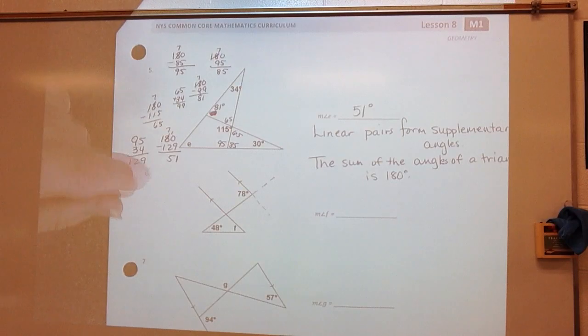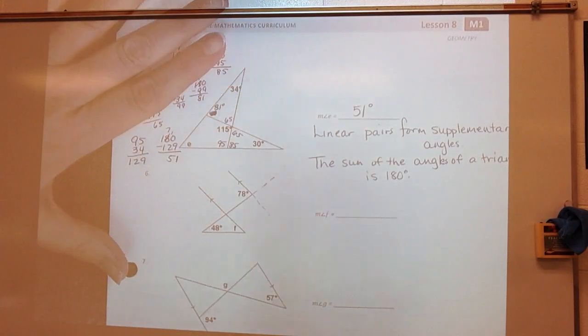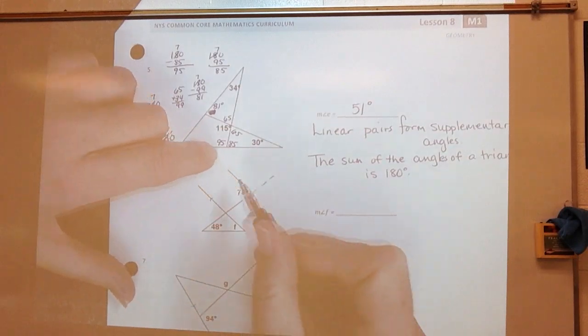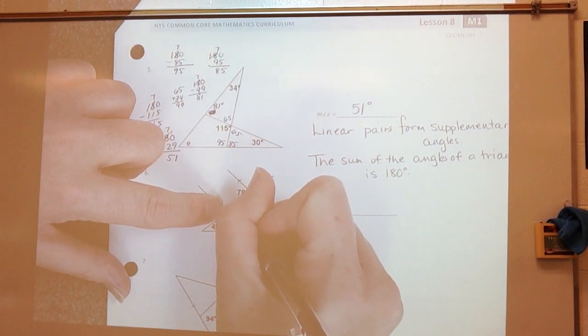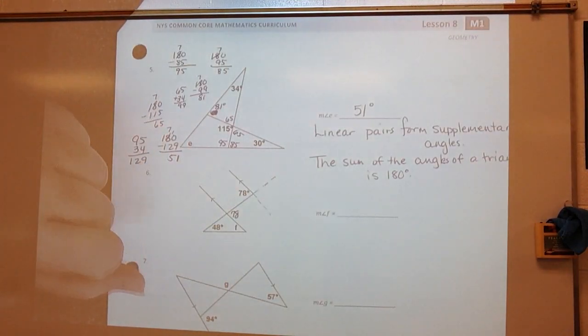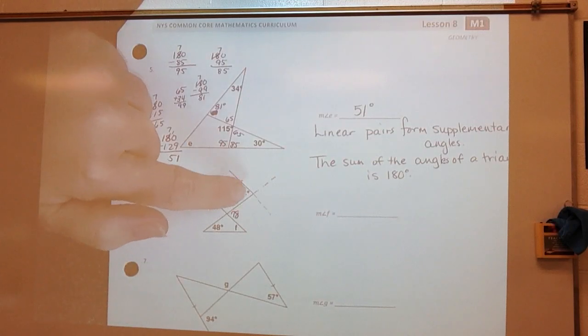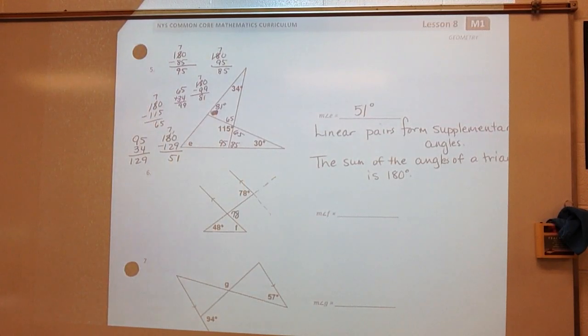All right, so I know that since these are parallel lines and this is my transversal, that the measure of this angle is 78 degrees, because if parallel lines are cut by a transversal, then alternate interior angles are equal in measure.